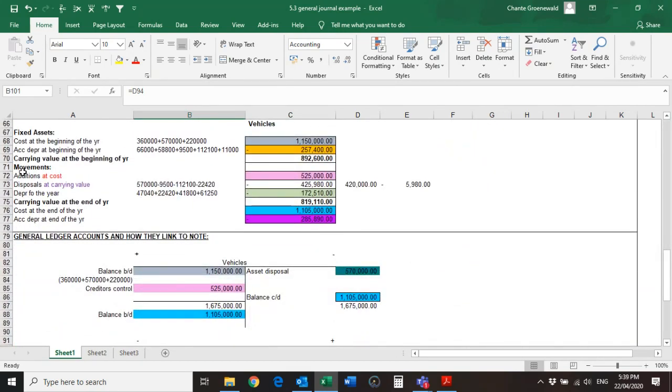Now I have to see my additions at cost price. Now we have 5 minutes left, okay? And what I want you to notice is, how are you going to remember? Is it additions at cost or additions at carrying value? Okay, when you look at your vehicles account in your general ledger, see this is also my vehicles account, okay? It's always at cost price.